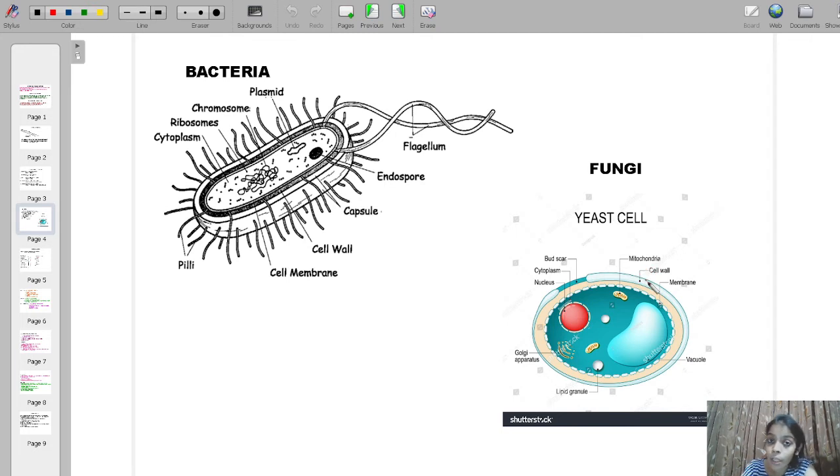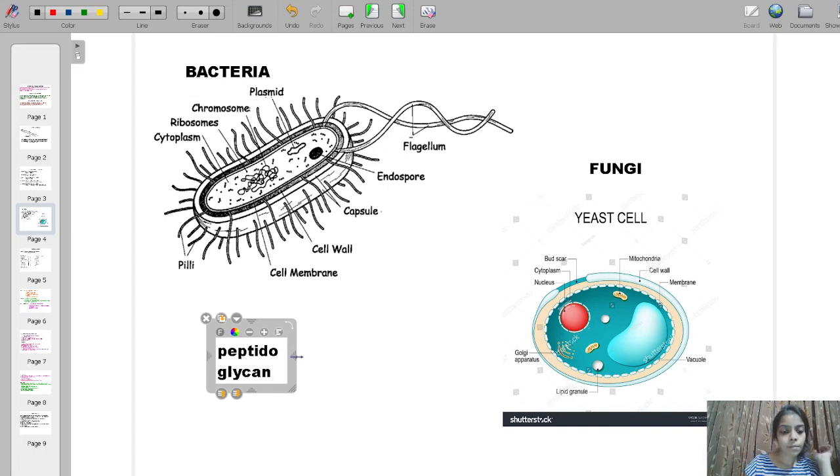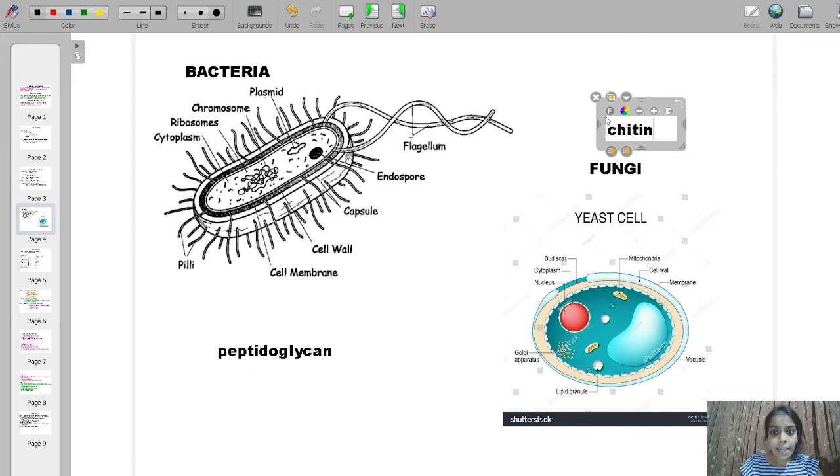Now this cell wall and the bacterial cell wall, composition wise, are different. In bacterium, the cell wall is made up of peptidoglycan. I may write it down over here. In case of fungi, the cell wall is made up of chitin.